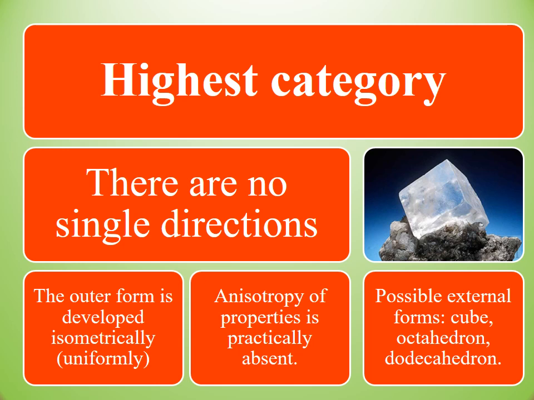Crystals of the highest category don't have single directions at all. They have several axes of order higher than 2. They are high symmetry crystals. Anisotropy of the properties isn't expressed very clearly. These crystals are close to amorphous substances. The external form of crystals of the highest category is isometric, developed on all sides somewhat equally. This category includes a cube, here, an octahedron, a tetrahedron, etc.